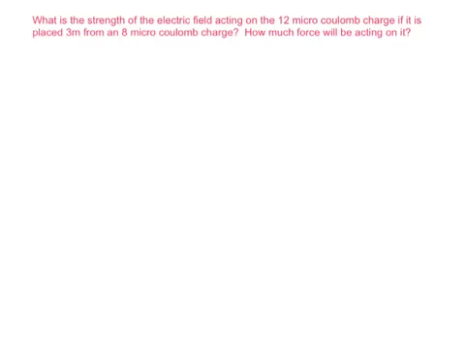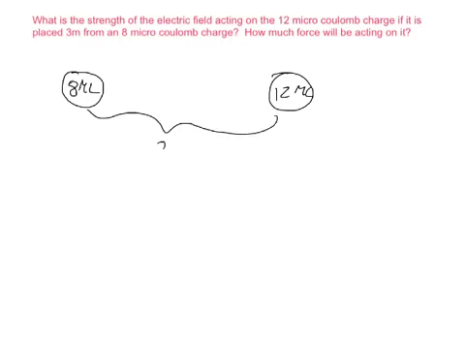So for this problem, I would say that there are two charges. I would have an 8 microcoulomb charge and a 12 microcoulomb charge, and they are separated by a distance of 3 meters. Now they're asking, what is the strength of the electric field acting on the 12 microcoulomb charge? So if there's an electric field here at the 12 microcoulomb charge, then we need to know what's producing it. Well, if there's an electric field here, it must be caused by this charge over here, this 8 microcoulomb charge.